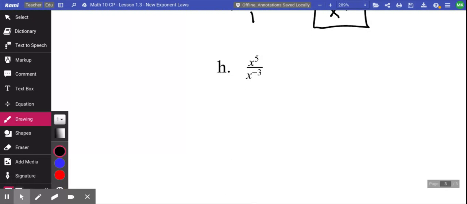If you look at H, you want to do the subtraction rule. So this would be x to the power of 5 minus negative 3. 5 minus negative 3 would be 8. That's a positive exponent, so I don't need to move it.